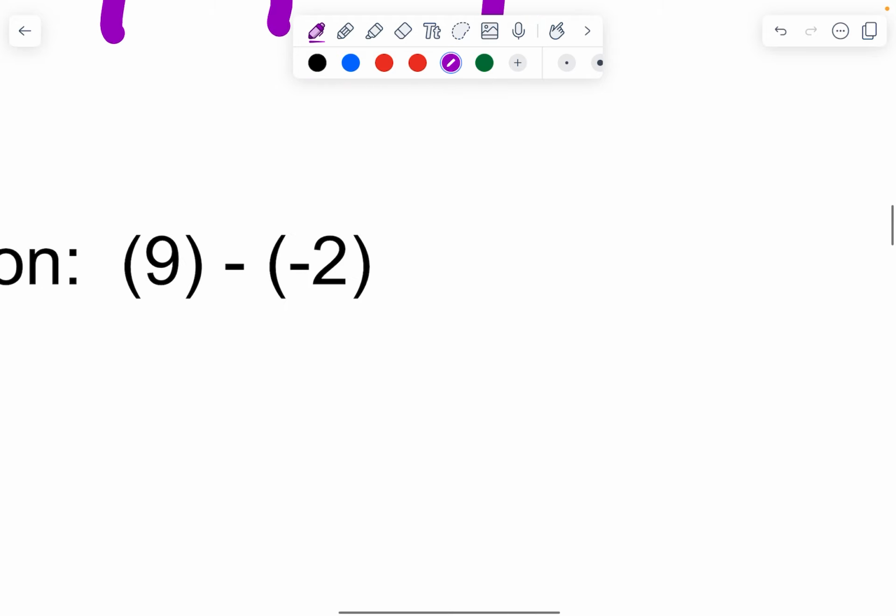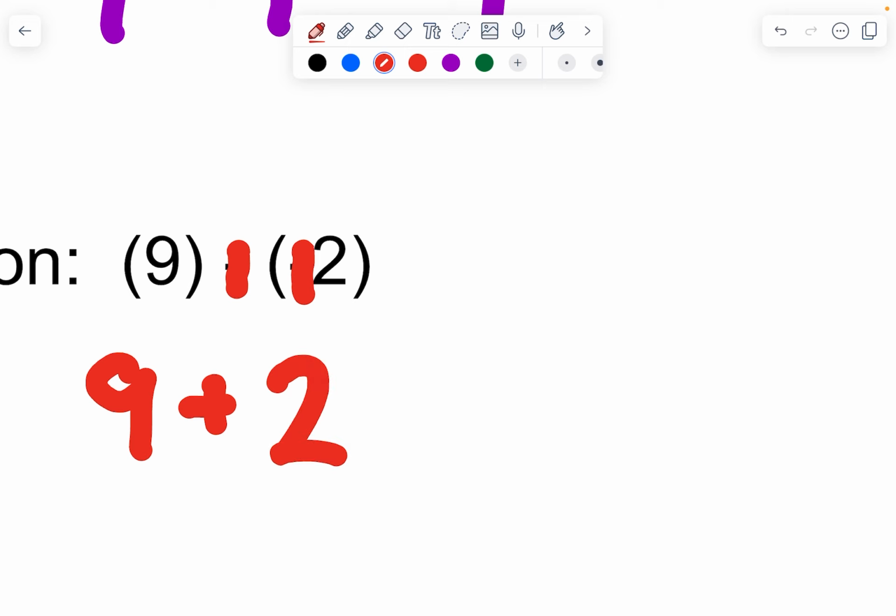Now, notice that this is not an addition statement. So when you do your problems, what I want you to do is turn this into an addition statement. If you remember from 7th grade, Miss Clemenson would have you say, okay, it's a minus and a negative. The negatives are next to each other. I can turn this into a positive. So it's 9 plus 2, and that gives me 11.